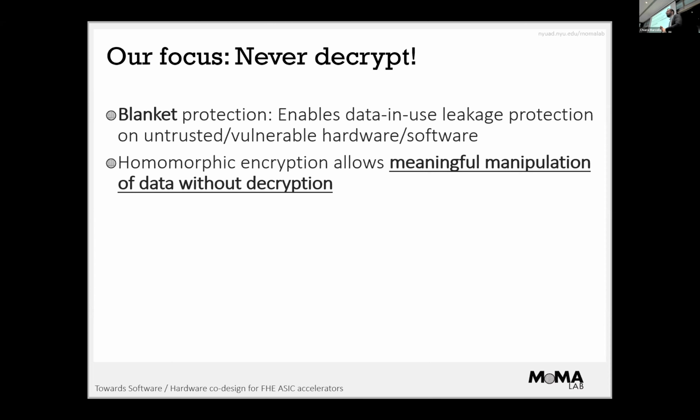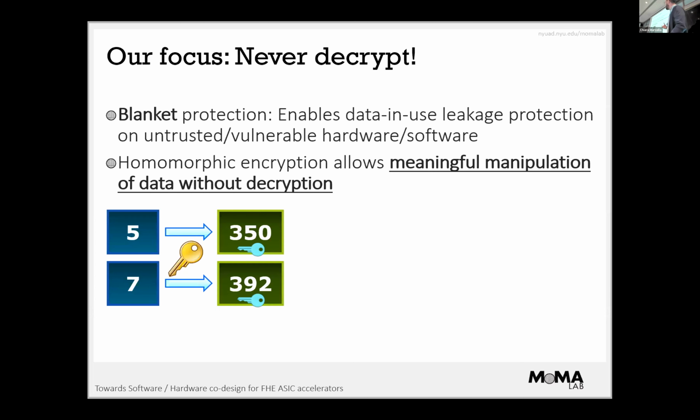Heartbleed takes bytes out of memory while data is encrypted. You have zero-days, you can access memory. You have microarchitectural leakage from Spectre and Meltdown. You take the data, there's nothing you can do with it unless you have the private key to decrypt the data. Very quickly, homomorphic encryption allows you to meaningfully manipulate data without decryption, which is exactly what I'm trying to say here. A very, very primitive example.